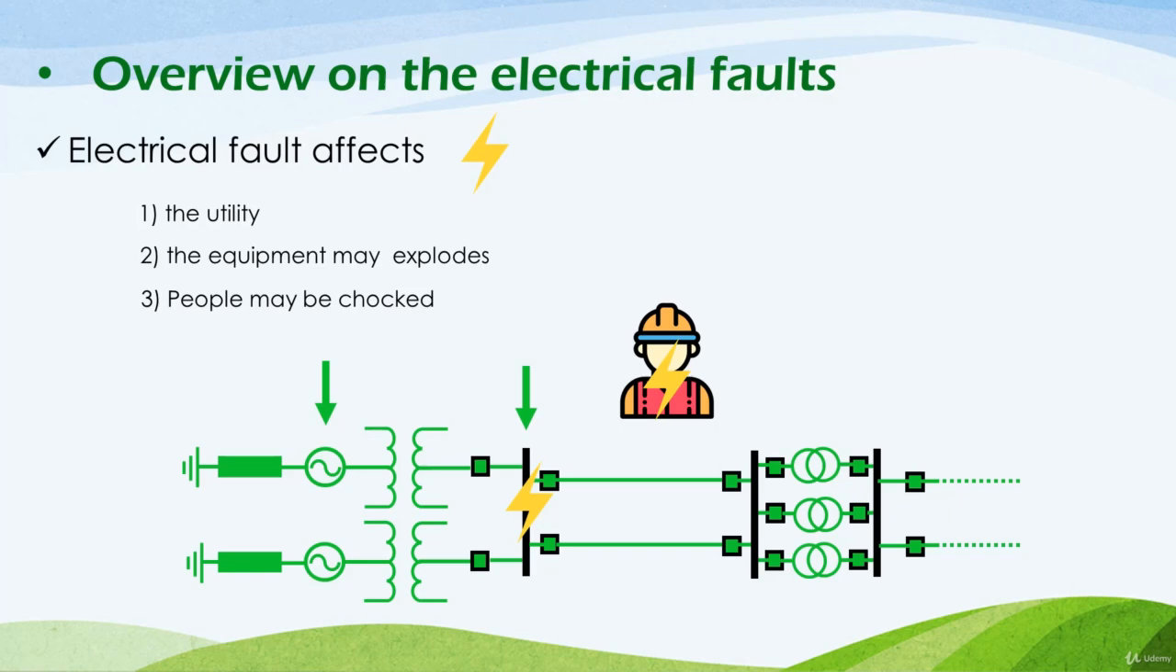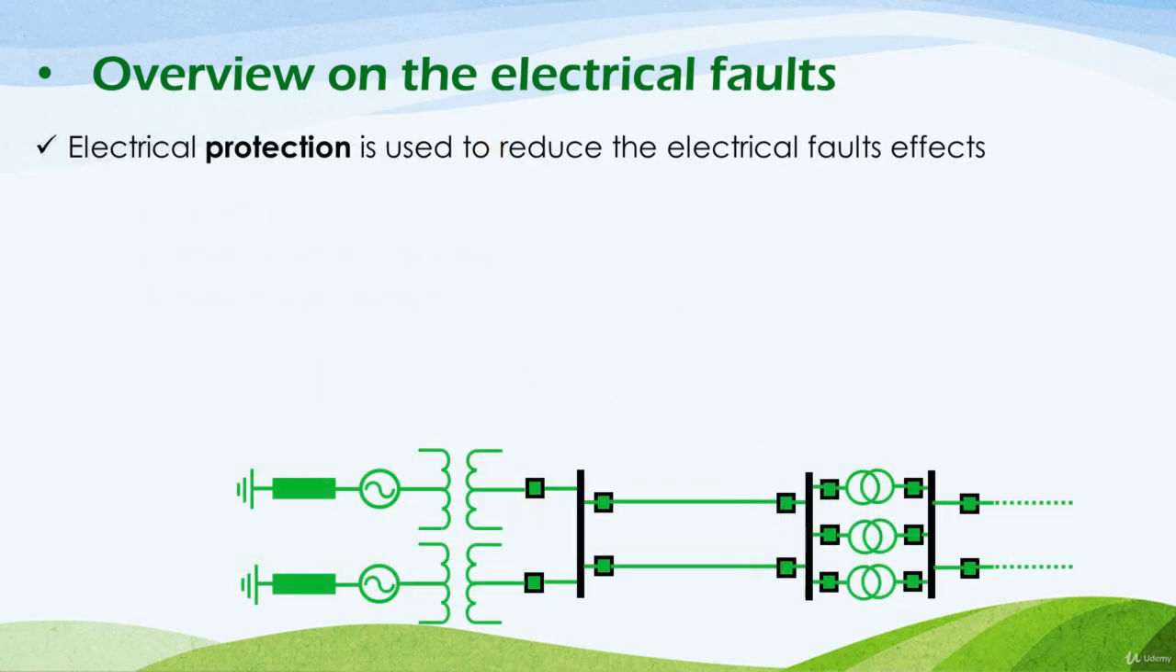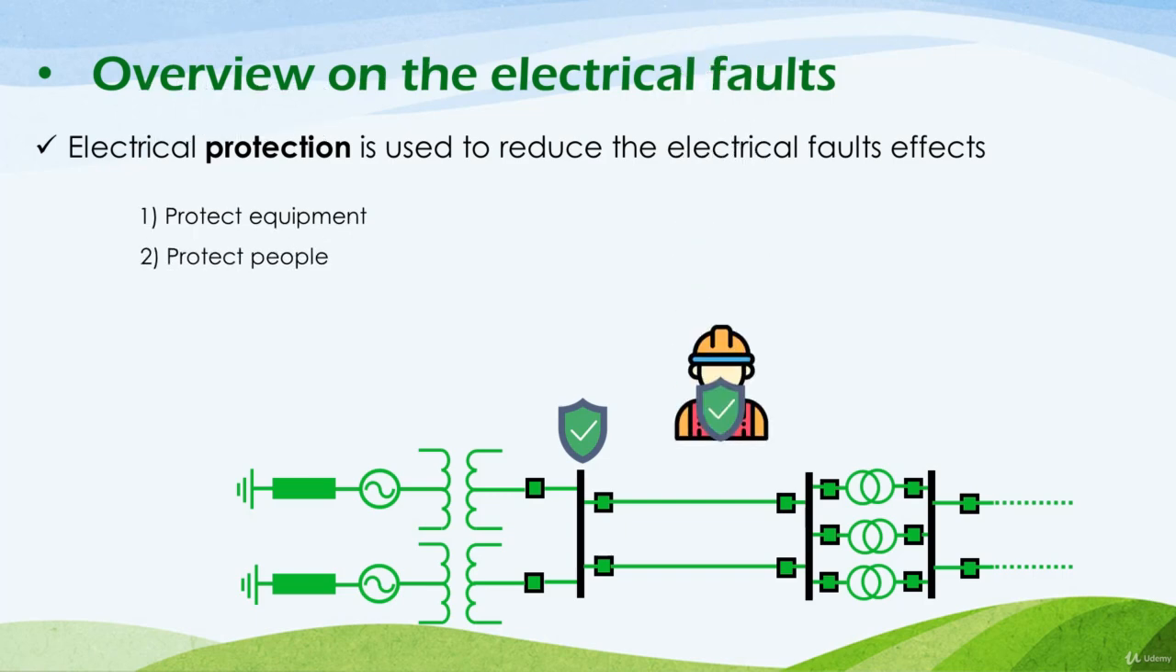And for that we come up with the concept of the electrical protection. The protection in the electrical system is a system that is used to reduce the fault cases as much as possible. So we use some protection devices to protect the electrical equipment from damage, and also the electrical protection system is used to protect the people from the harmful results of the fault condition. And also the third role of the electrical protection is to ensure the electrical power continuity.